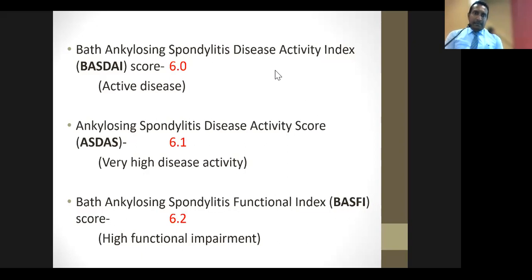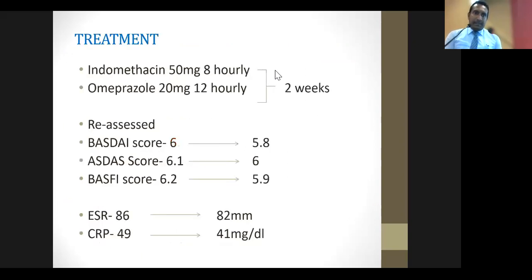So this looked like a straightforward case at the beginning, and we started off with an NSAID regime, indomethacin with gastric protection. We gave it for 2 weeks and reassessed, but the activity scores had very little change even after 2 weeks. And the inflammatory markers also had very minute changes, with ESR still being 82 and CRP at 41.